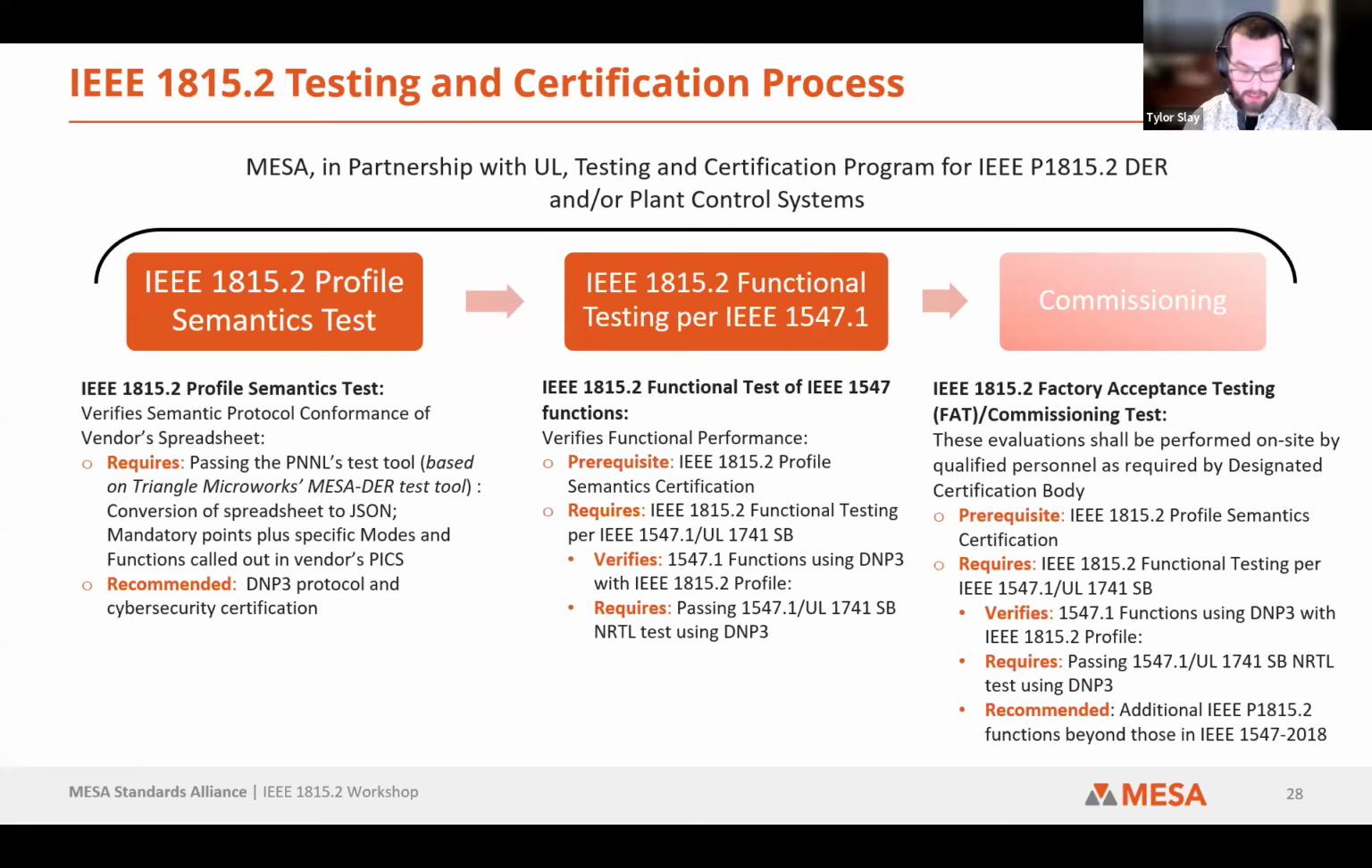And then when you get into the commissioning, again, this is going to require that you've already passed your semantic testing. It also requires that you passed your functional testing. So if you have a plant or device controller, that should have already gone through testing. But now when it's in the field, that's where you have to work with your utilities and your regulating bodies to determine if there are any additional interconnection requirements that you need to accommodate. Next slide.